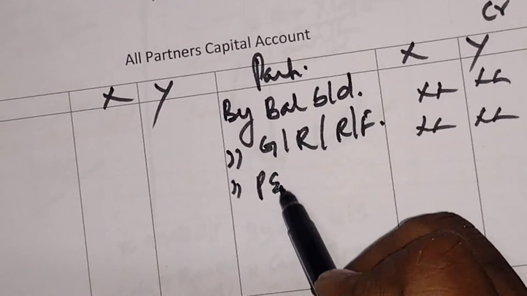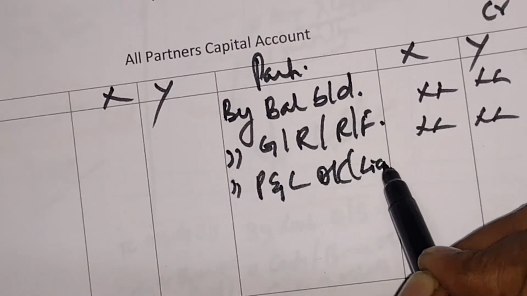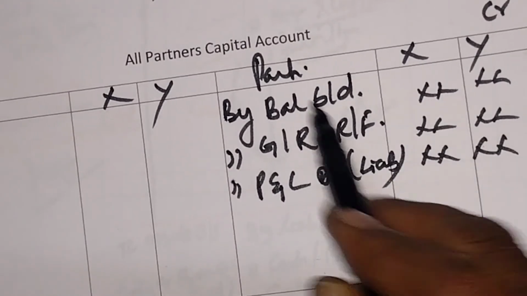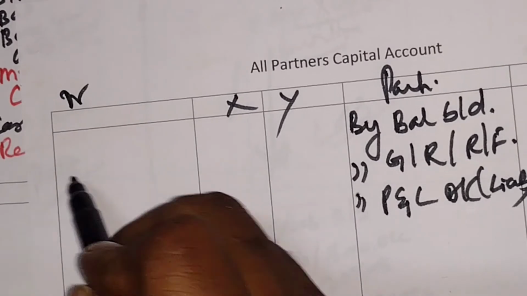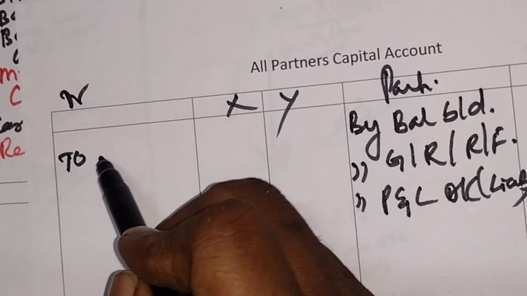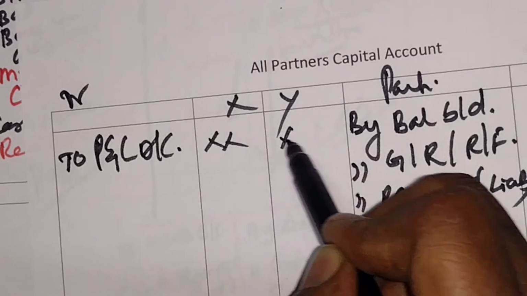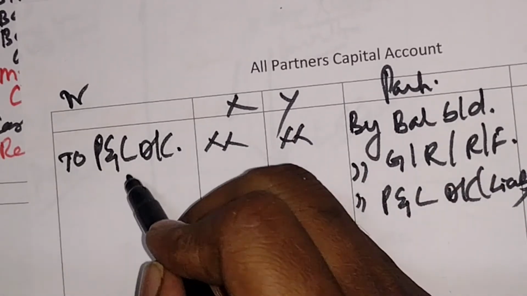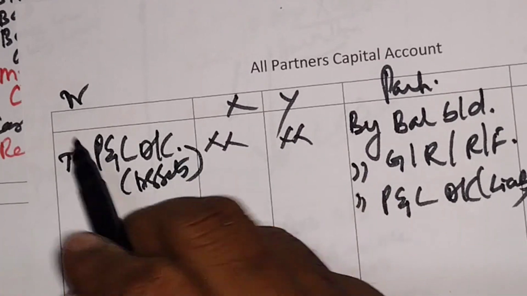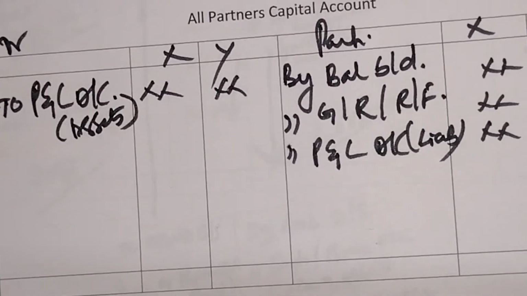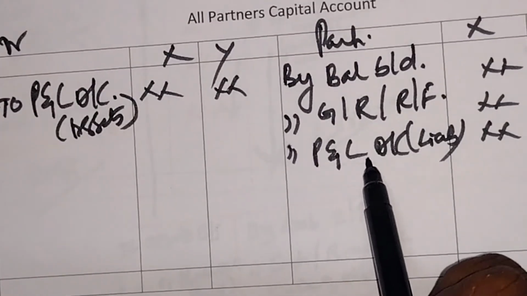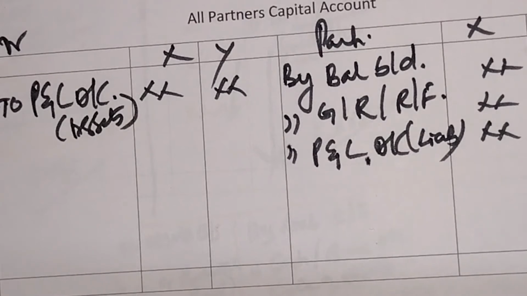Third one is by profit and loss account. If it is given in the liability side, it will appear in the credit side. In case it is given in the asset side of the balance sheet, that profit and loss account will appear in the debit side of the partners' capital account. So these three entries will appear from the balance sheet. Profit and loss may appear either in credit side or in debit side.